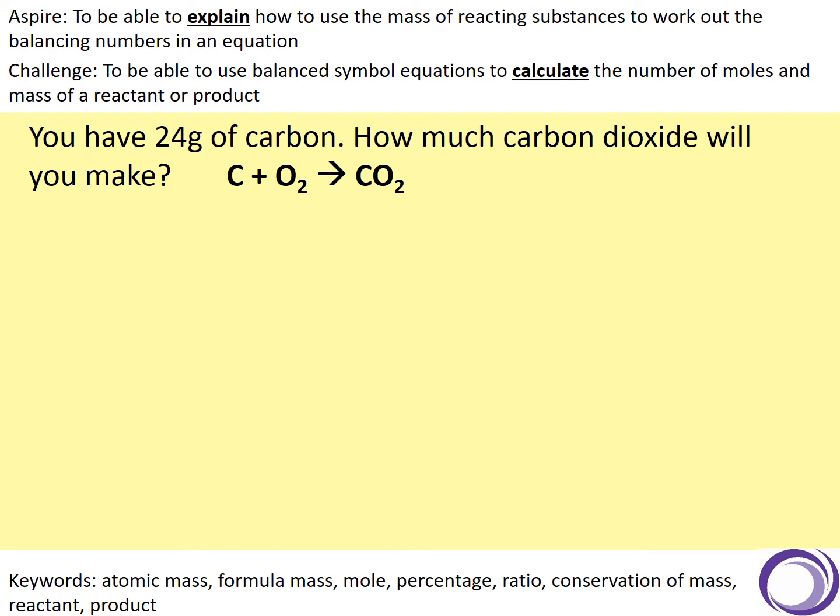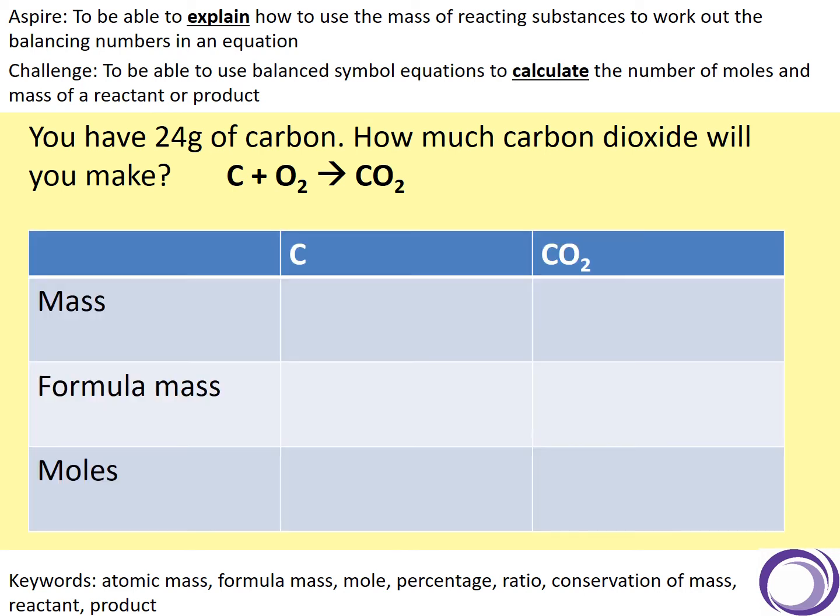So let's work through an example together. If we've got 24 grams of carbon, how much carbon dioxide will we make? We start off with our balanced equation, C plus O2 turns into CO2. So we can do it in the form of a table.